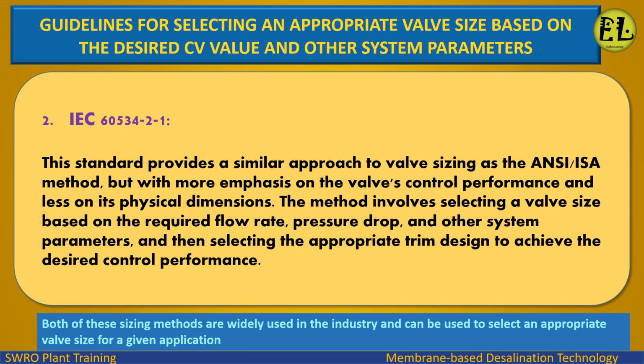IEC 60534-2-1. This standard provides a similar approach to valve sizing as the ANSI/ISA method, but with more emphasis on the valve's control performance and less on its physical dimensions. The method involves selecting a valve size based on the required flow rate, pressure drop, and other system parameters, and then selecting the appropriate trim design to achieve the desired control performance. Both of these sizing methods are widely used in the industry.